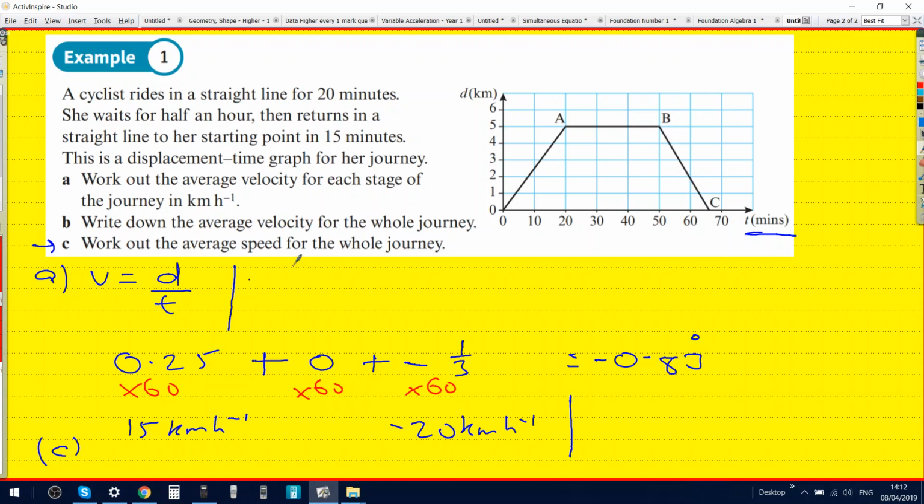Would it just be 15 times 5? You would, so the average speed is total distance over total time. Yeah, okay. So 10 kilometers over 65. And then times that by 60 for kilometers an hour. So the total distance we could get by finding the area under it. That would give us a total distance.